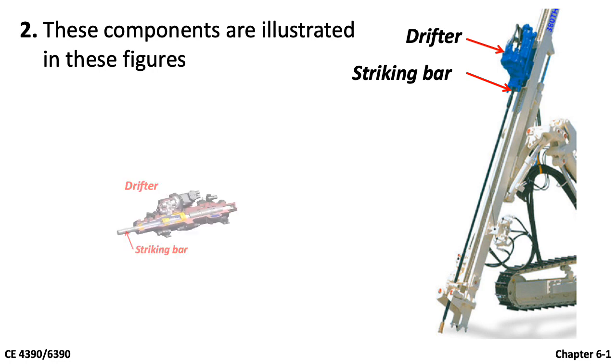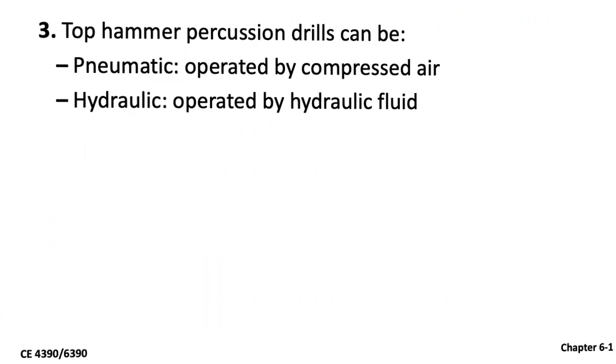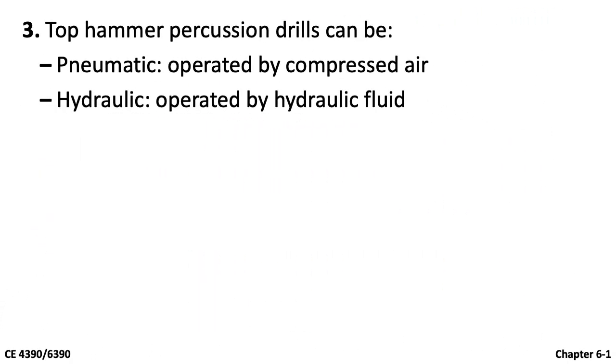Let's have a section cut to have a better view of where the striking bar is located. In addition, there is a coupling that connects the striking bar with the drill steel. Finally, a bit is attached at the end. Top hammer percussion drills can either be pneumatic or hydraulic. A pneumatic hammer is operated by compressed air, while hydraulic is operated by hydraulic fluid.